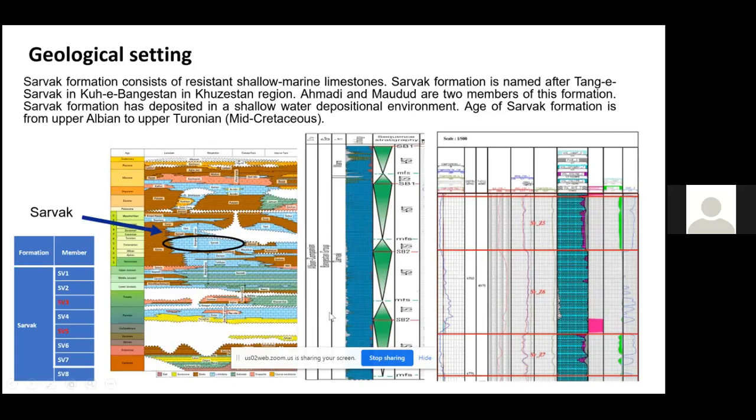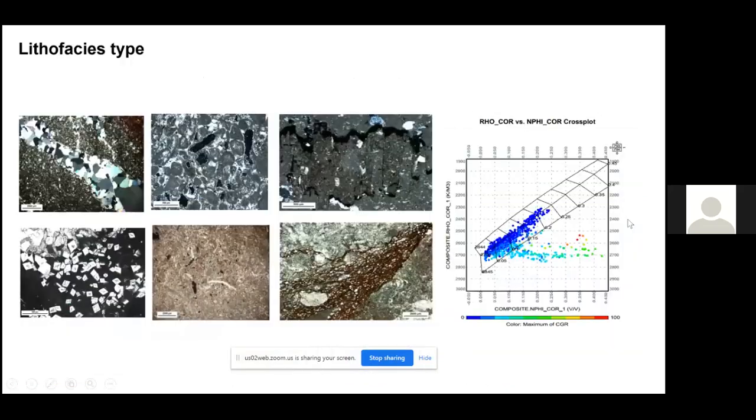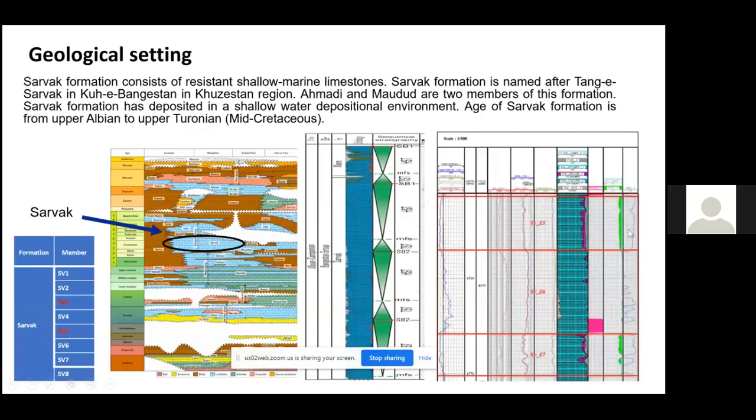areas of Iran. In the studied field, according to petrophysical interpretation results, some zones were good reservoir quality from the point of view, such as Sarvak Zone 5 and Sarvak Zone 7. As you can see here, the porosity is high, and also the water saturation is low. It means it has a good reservoir quality.